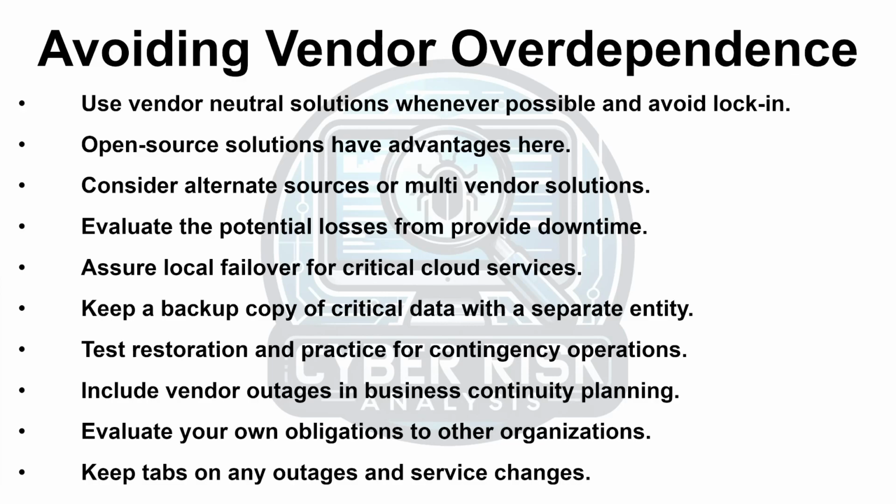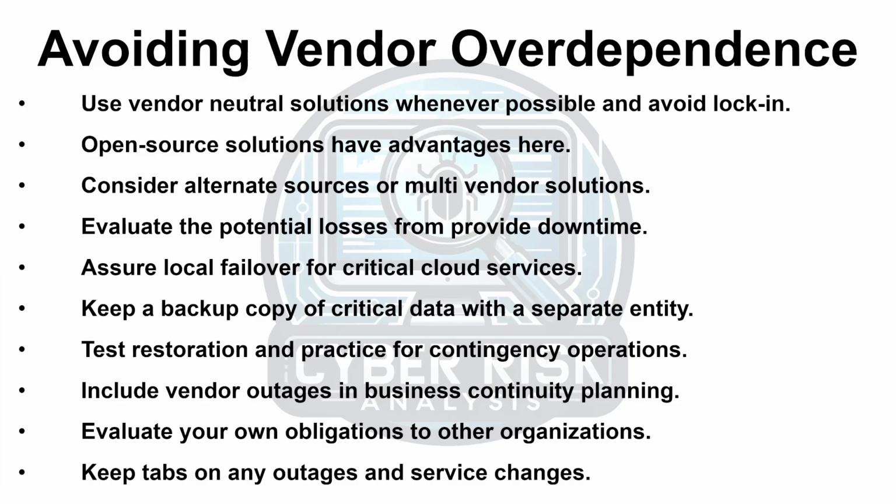You want to keep a backup copy of critical data with a separate entity. That is so important. Again, if you're using AWS, Amazon Web Services, I'm really wary about keeping a backup copy on the same account of AWS. There are ways that they say you can sequester it and you can have a different account, but I would really prefer to have your backup separate from your main account so that if that's taken over, you have a separate backup copy. And of course, you want to test that, just like your local failover. Test, practice, figure out what your contingency operations are, and include these in your business continuity planning.